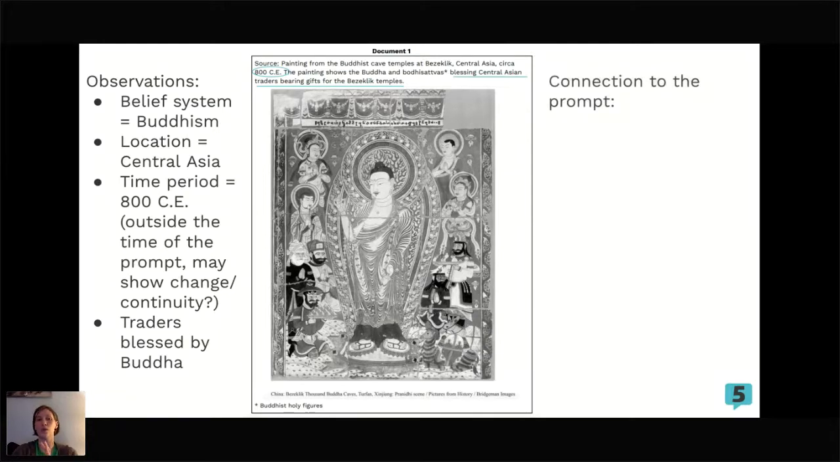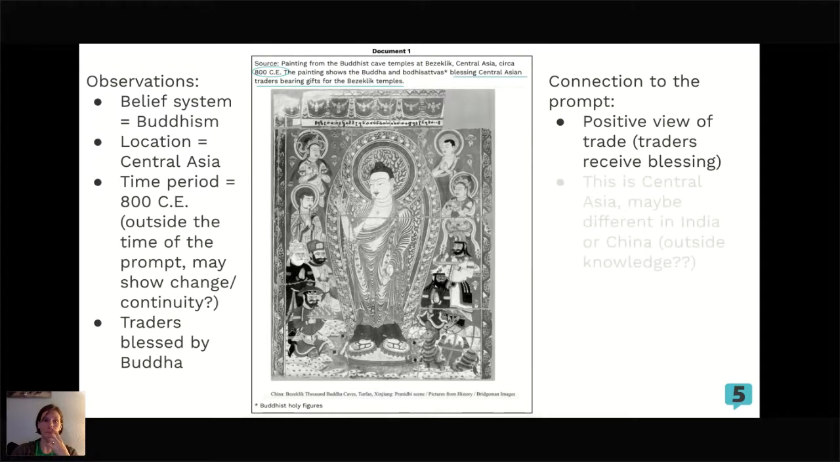So right there from these observations, I can start to think about how I am going to connect this document to the prompt. I see that there's a positive view of trade, right? The merchants are receiving a blessing from the divine figure of the Buddha. So right there, I know that this isn't a belief system, at least in Central Asia, that is really down on merchants and trade. These guys aren't being treated with disdain or disrespect. They're not being treated with suspicion. They are being blessed. So that could be really helpful for me to think that at least some religions supported merchants and trade. This is Central Asia.